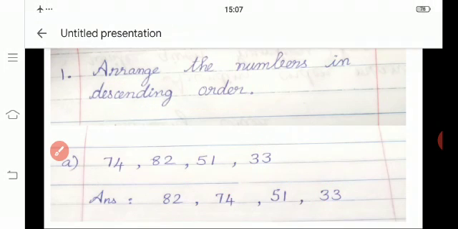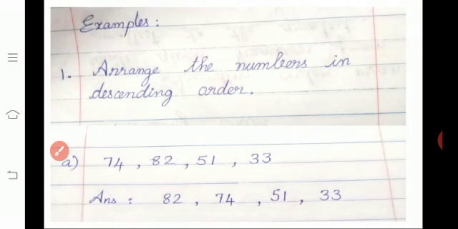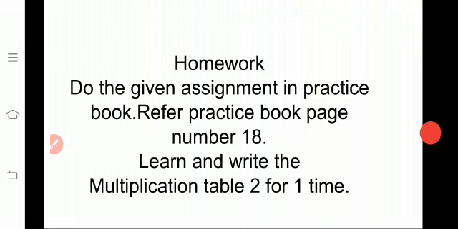Okay children, I hope you are all very clear on today's topic. Now we are in the homework part. Do the given assignment in the practice book. Refer to practice book page number 18. Then learn and write the multiplication table 2 one time.